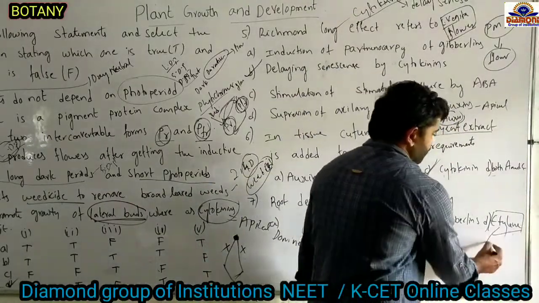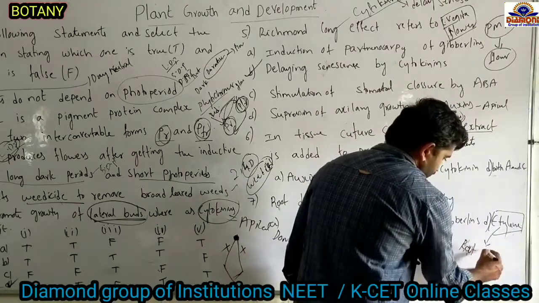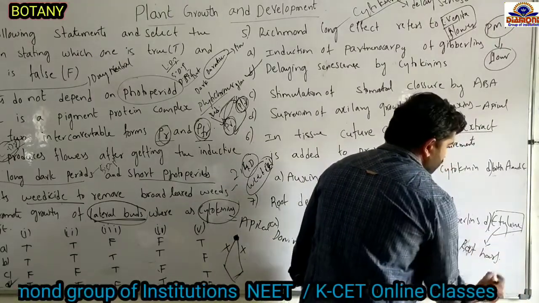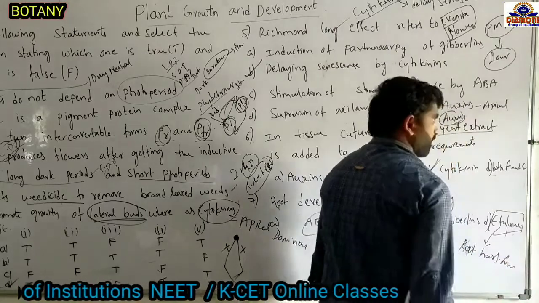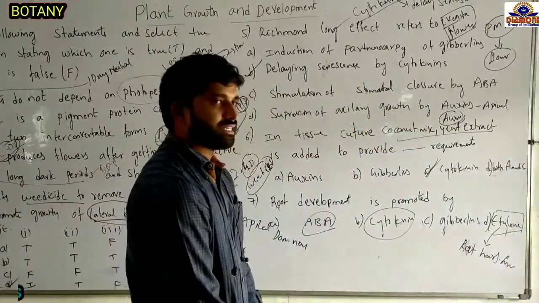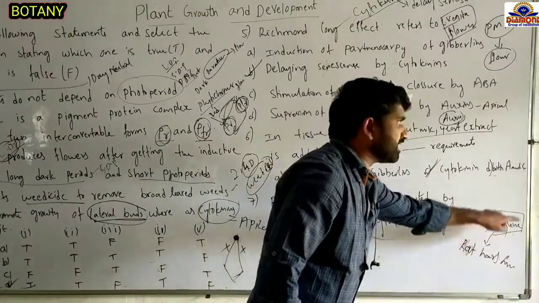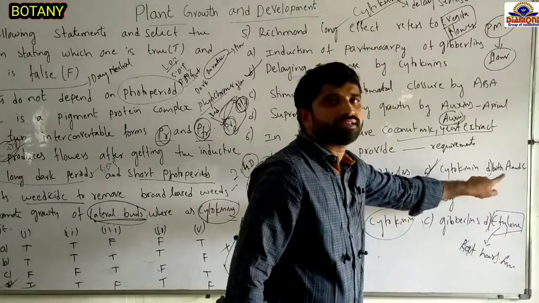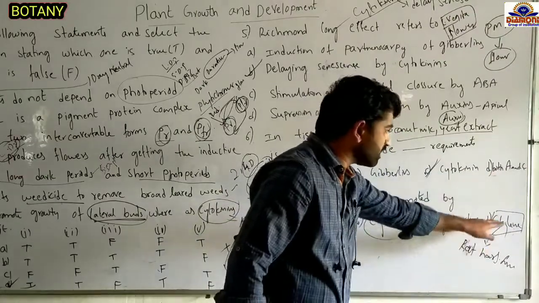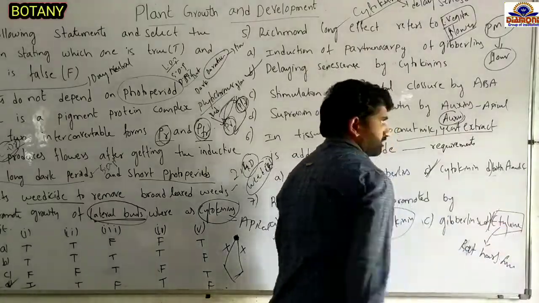By adding ethylene, root hair formation is increased. Whenever root hair formation is increased, root will automatically not develop much. So instead of ethylene, if auxin were there, you could choose auxin only, but auxin is not there. So we can consider ethylene as the answer.